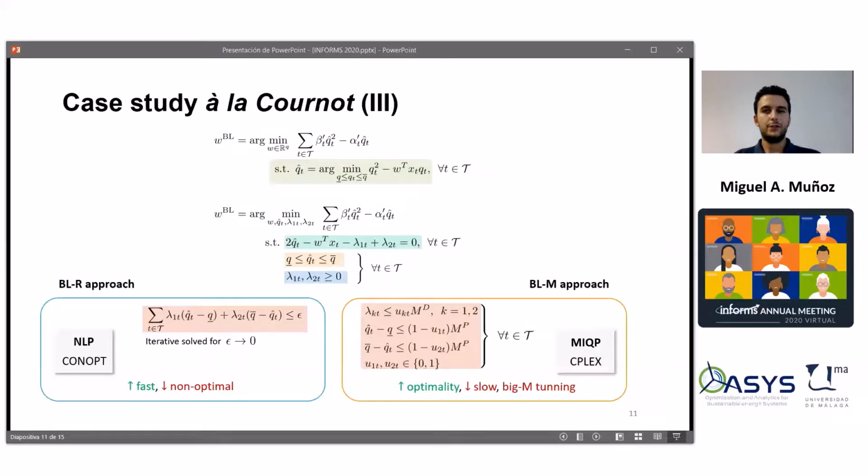The KKT reformulation is as follows. We have the stationarity condition, primal feasibility, dual feasibility, and we have two alternatives. The regularization approach yields a non-linear optimization problem that we use Conopt to solve, and the big M approach yields a mixed integer quadratic program, which we can use CPLEX to solve. The first case is fast, but doesn't guarantee optimality. In the second case, we achieve optimality, but it is slow, and we have the issue of tuning the big Ms.